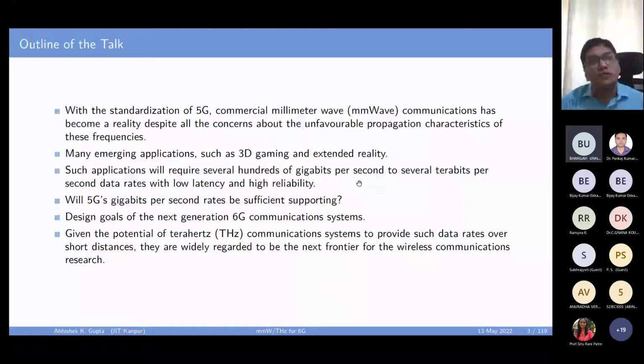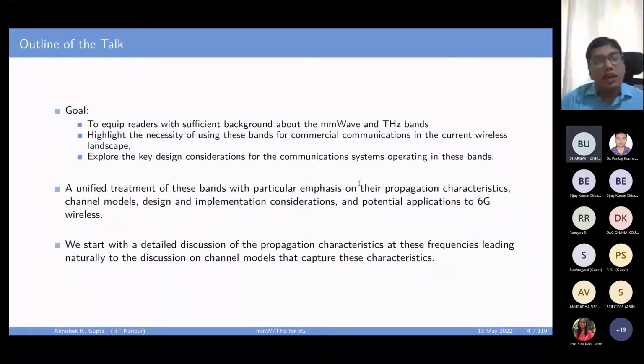So the goal of this talk is that we want all the audience to get sufficient background about millimeter wave and terahertz bands. And we want to highlight why these bands are necessary for commercial applications in the current landscape we can see. And we also want to explore what should be the key design considerations when we are going to design communication systems in these bands.